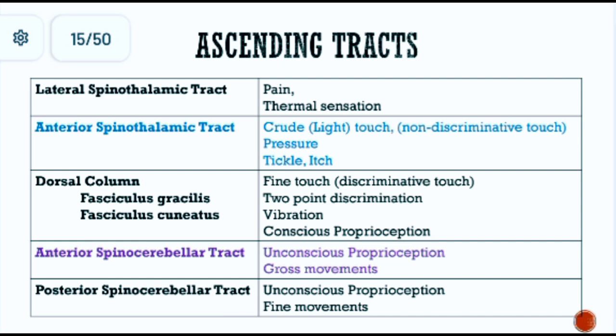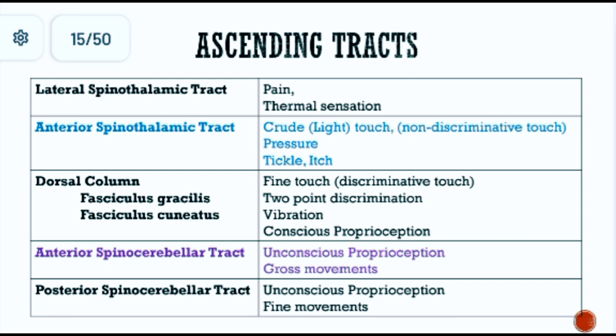Then of the other ascending tracts, we have the dorsal column medial lemniscus pathway, which consists of what? The fasciculus gracilis and the fasciculus cuneatus. So if you damage these, you are going to lose what? The fine touch, two-point discrimination, vibration, and conscious proprioception.